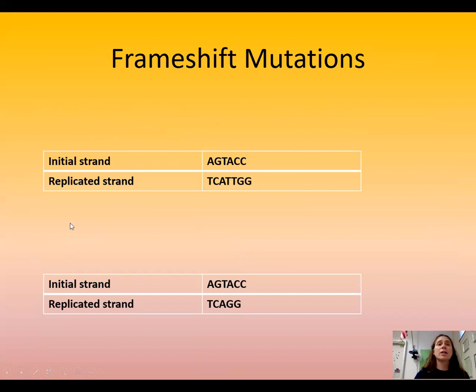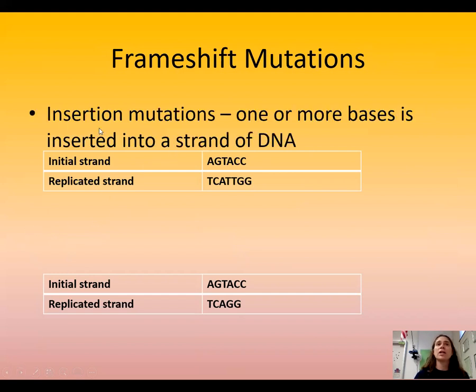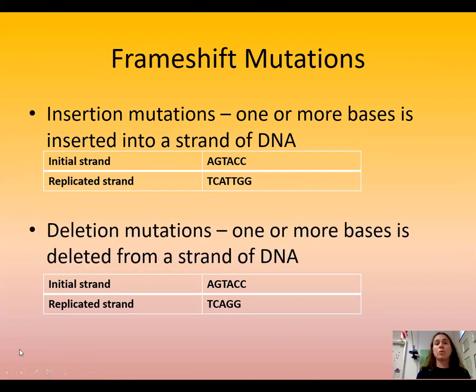Frameshift mutations are either an insertion mutation, which is where one or more bases is inserted into the strand of DNA. So here we had A, G, T, A, C, C. So this would be the T, the C, the A, the T, but now there's another T that's pushed in there before the two Gs. If you think about a chromosome, that's so long, that's going to push everything down one, and that's going to really screw up all of those codons. It's not like a substitution mutation where it's just screwed up one codon, and that one codon may have a redundancy, so it might not screw it up at all.